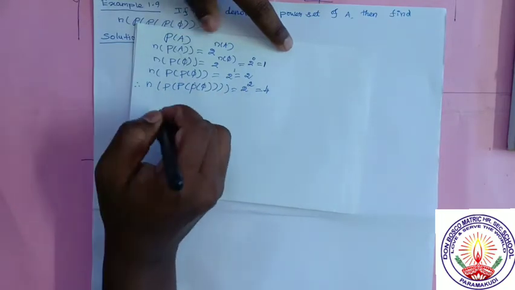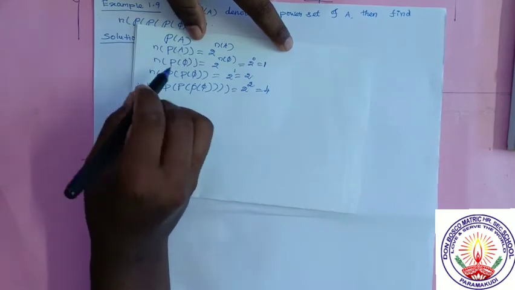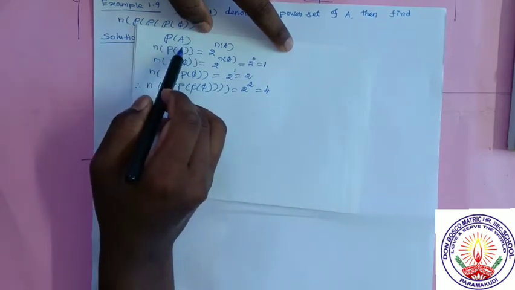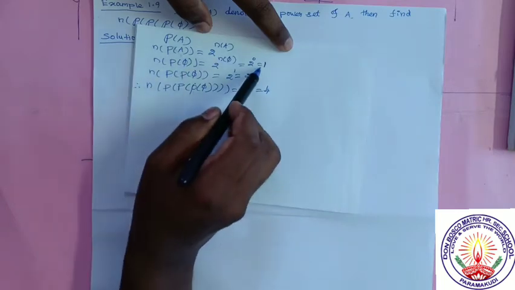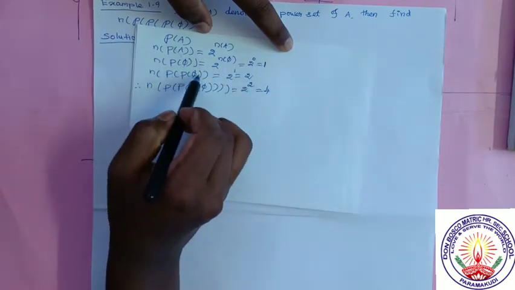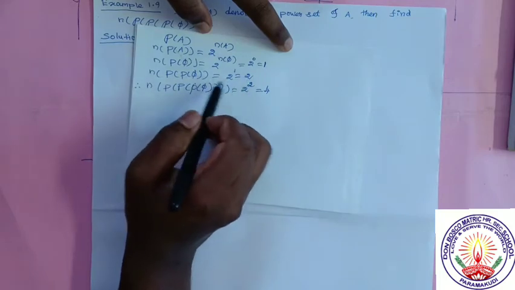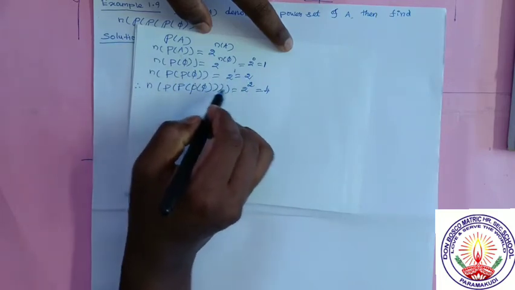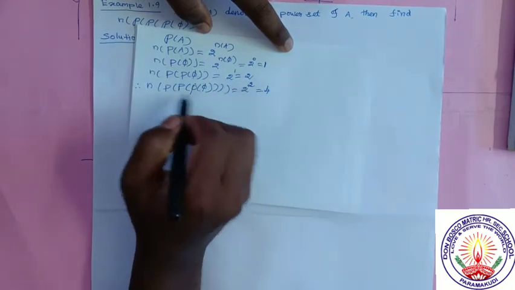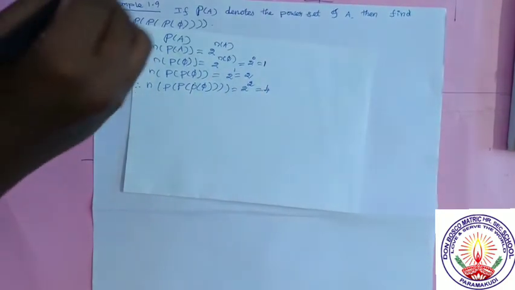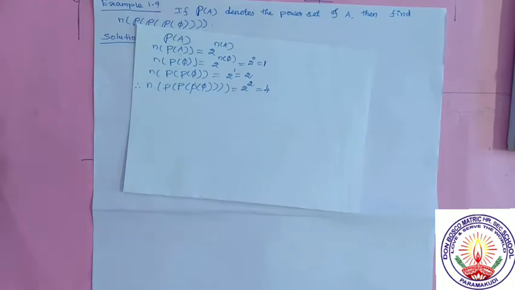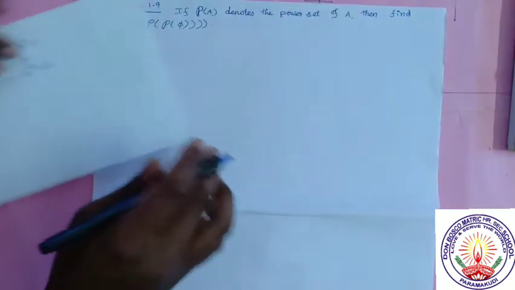So this is the question. Very simple, and you have to understand. P of phi means the power set of the empty set. It will have only one element, the empty set. The power set of that will have two elements. The next power set will have 2 power 2 elements, which is equal to 4 elements. This is example 1.9.